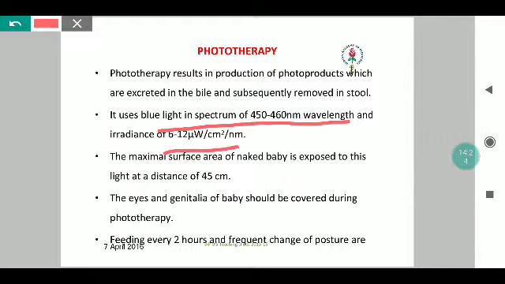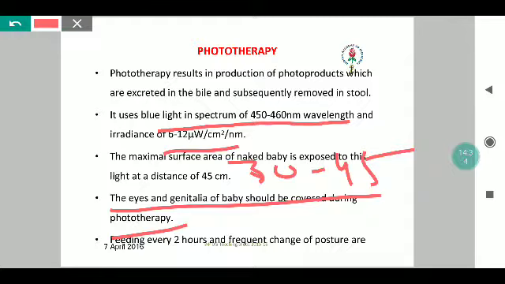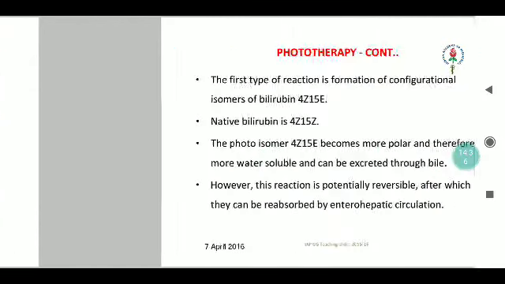Now, generally the baby is exposed at a distance of 30 to 45 centimeter, and the eyes and genitalia of the baby should be covered during phototherapy. Frequent feeds are to be given every 2 hours, and frequent change of posture is recommended.